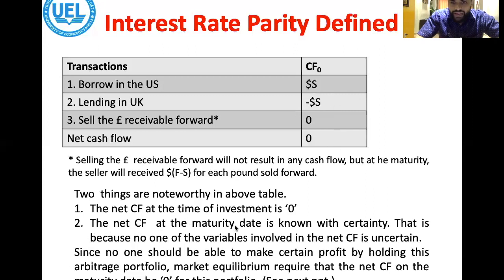The net cash flows at the maturity date are known with certainty. That is because none of the variables involved in net cash flows is uncertain. Since no one should be able to make a certain profit by holding this arbitrage portfolio, market equilibrium requires that net cash flows on the maturity date be zero for these portfolios. Same thing, that's what we have done here, right? So market equilibrium means we don't have any kind of investment opportunity, either choose this or this. So we have an equilibrium situation here.